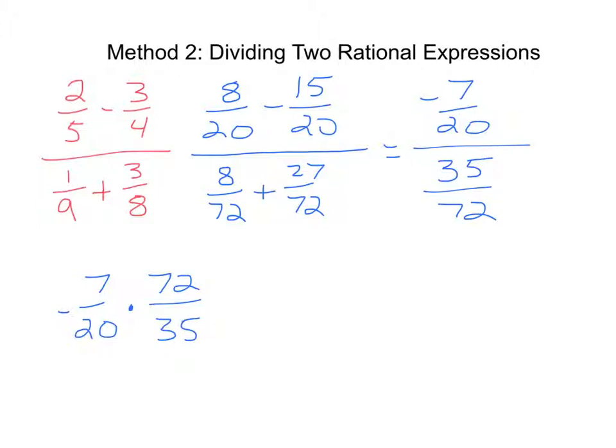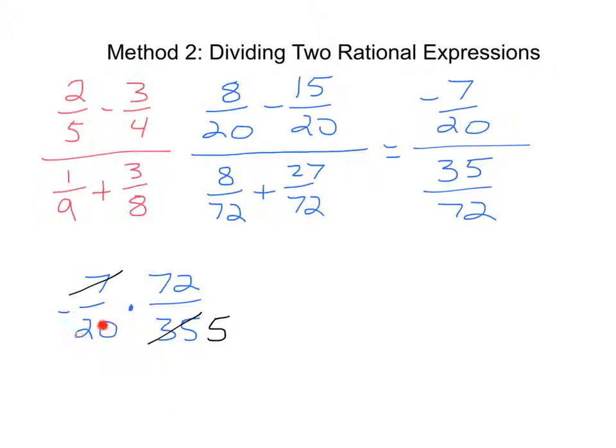And now we want to simplify as far as possible. And you're welcome to multiply straight across and then think of a number that will go into both. But I think it's easier to simplify beforehand. And so a 7 will cancel with the 35. And you'll have a 5 in the denominator here.